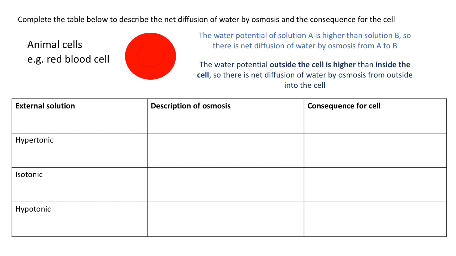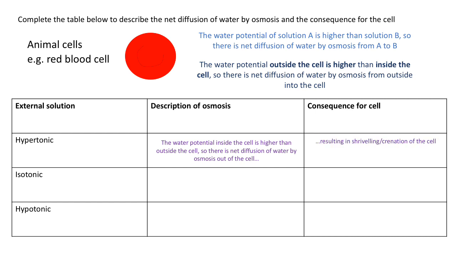Okay, so let's go through answers. Let's check how you did. So the external solution, if it's hypertonic, then hyper means high. That means there's a high solute concentration, and so it means that solution has a low water potential relative to the internal solution. So your description of osmosis should be this. The water potential inside the cell is higher than outside the cell, so net diffusion of water by osmosis out of the cell.